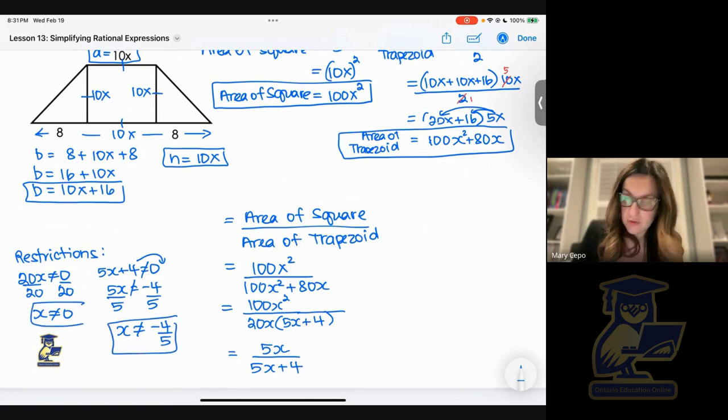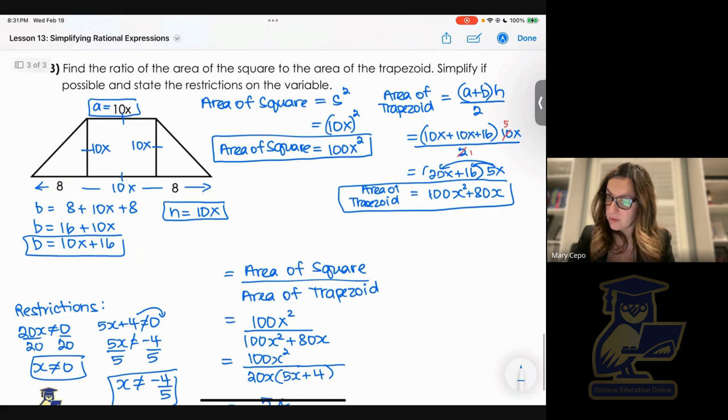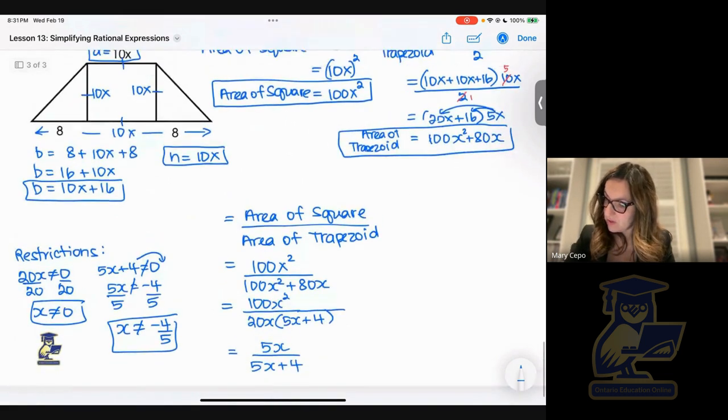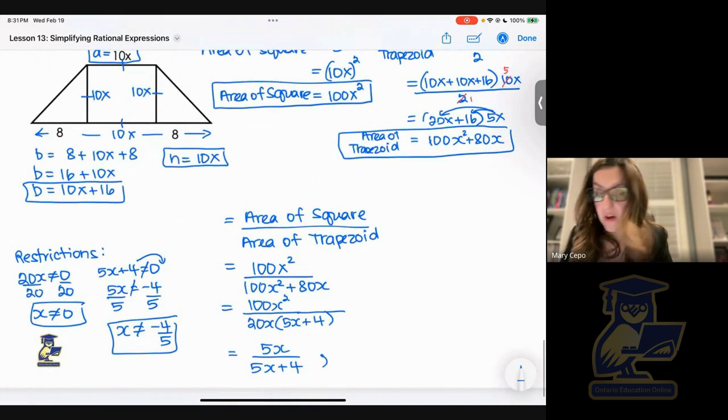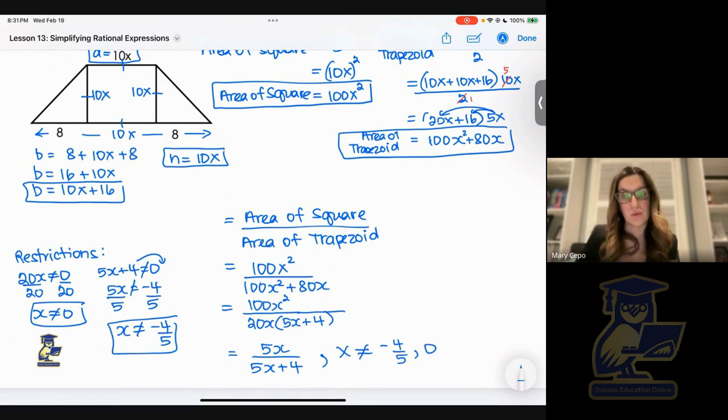So stating our restrictions, when we find the ratio of the area of the square to the trapezoid, it will simply be 5x over 5x plus 4, where x cannot equal negative 4 over 5 or 0.